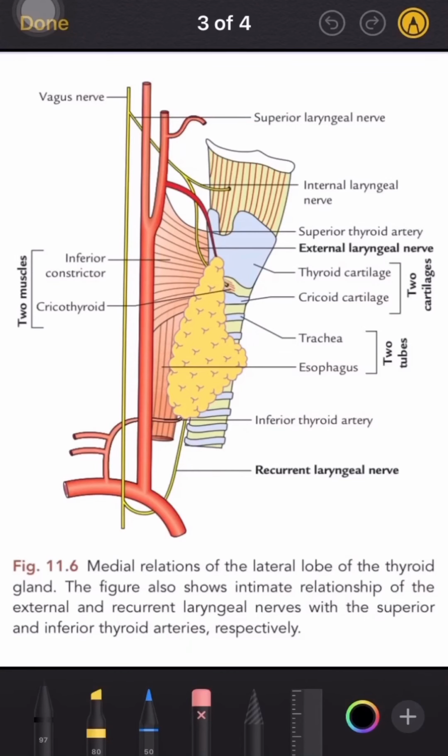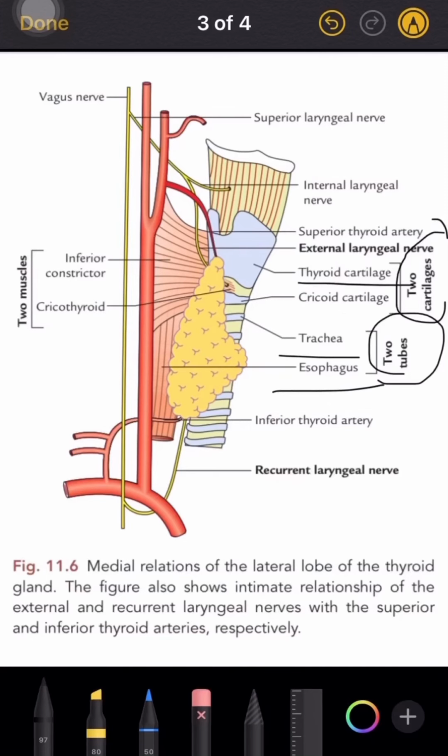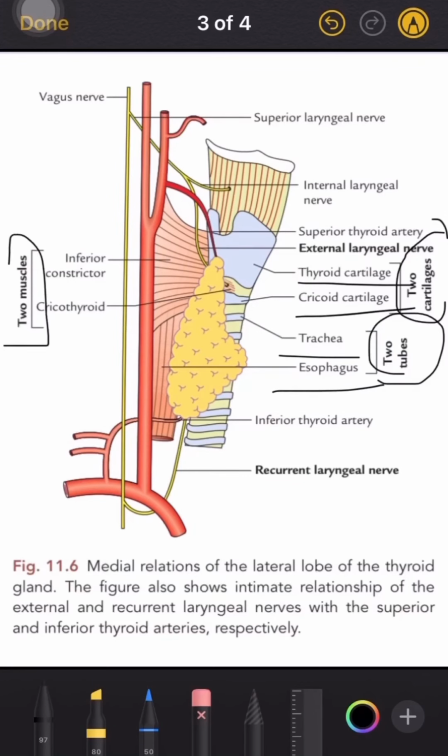Now the medial relations of the thyroid gland. Here you can find two tubes: one is the trachea and the second one is the esophagus. You will find two cartilages, that is thyroid and cricoid, and you will find two muscles, the cricothyroid and the inferior constrictor.